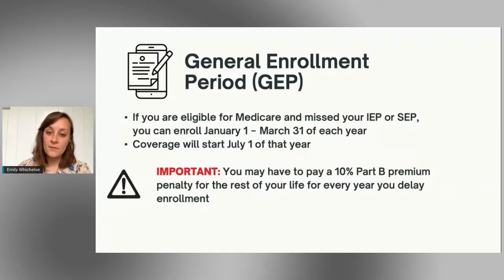If you miss your initial enrollment period and you don't qualify for a Part B special enrollment period, then you likely have to enroll in Medicare during the General Enrollment Period, or GEP. The GEP is January 1st through March 31st of each year, and your coverage does not start until July 1st of that year. It's important to know that you may have to pay a 10% Part B premium penalty for the rest of your life for every year you delay enrollment when you use the general enrollment period. For example, if you delay Medicare enrollment for 2 years, then your Part B premium will be 20% higher.